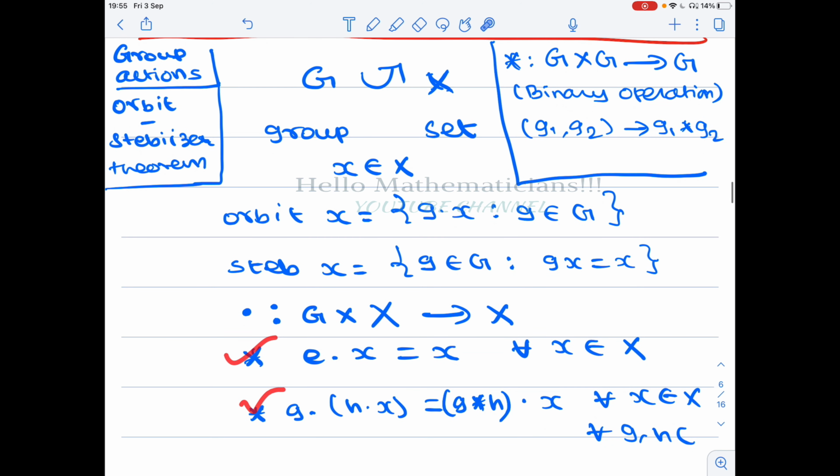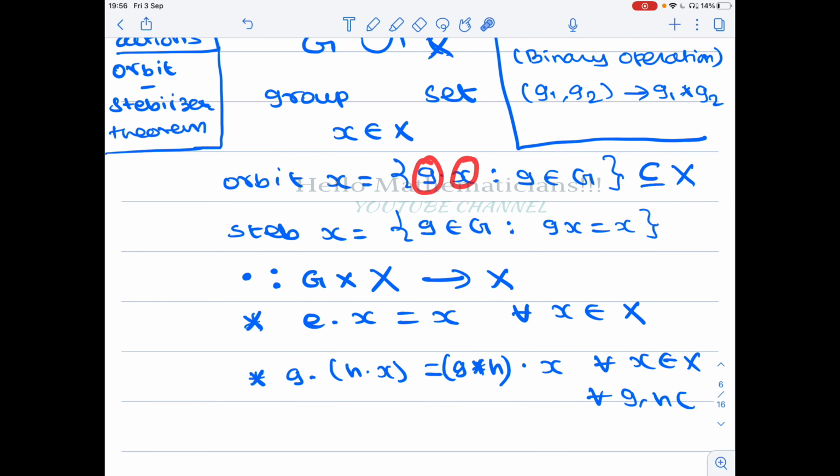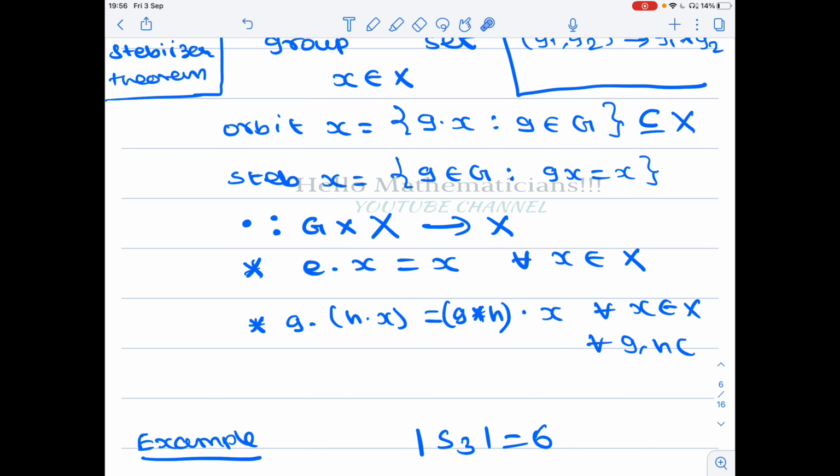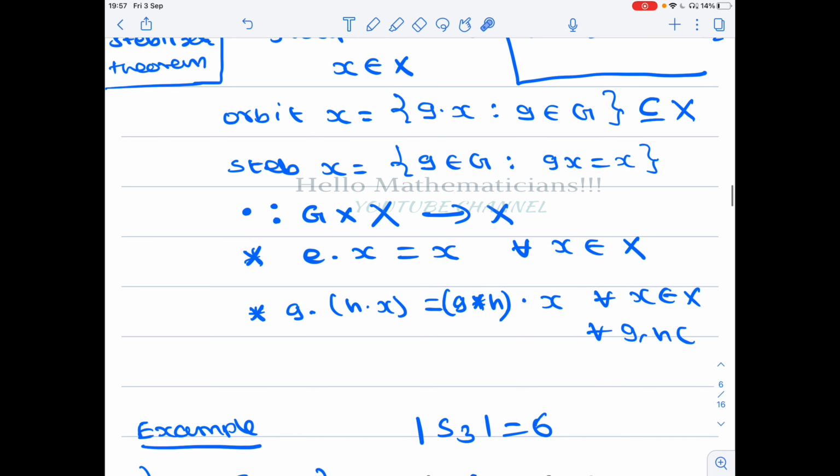Again, we'll see many more examples to understand this concept. Now you take an arbitrary element x belonging to X. What is the orbit of x? The orbit of x means you multiply all the elements of the group G with this x, and whatever elements you get are called the orbit. Note that this is a subset of X, because if you multiply a group element with x, you again get an element of X. Now, what is the stabilizer of x? Stabilizer means it is stabilizing x. Stabilizing means it is fixing.